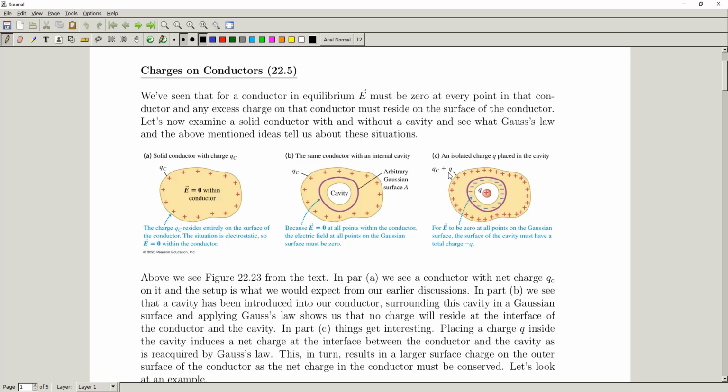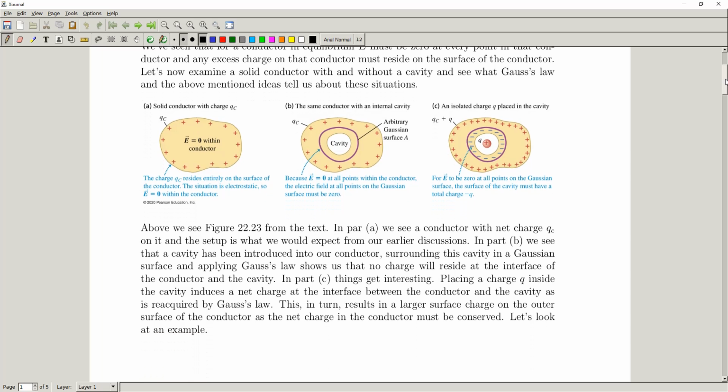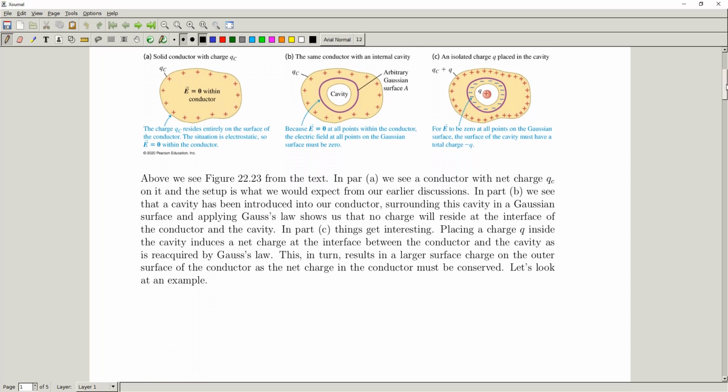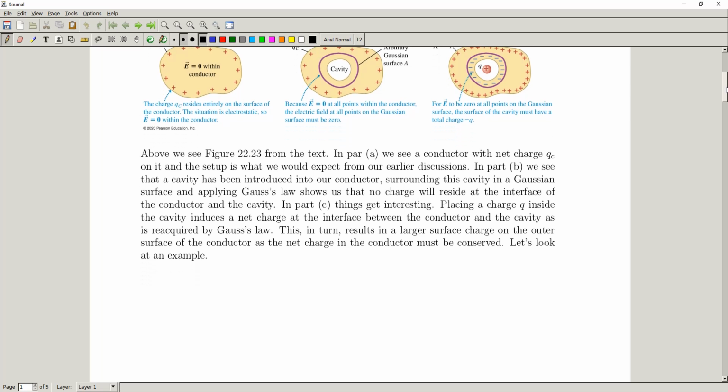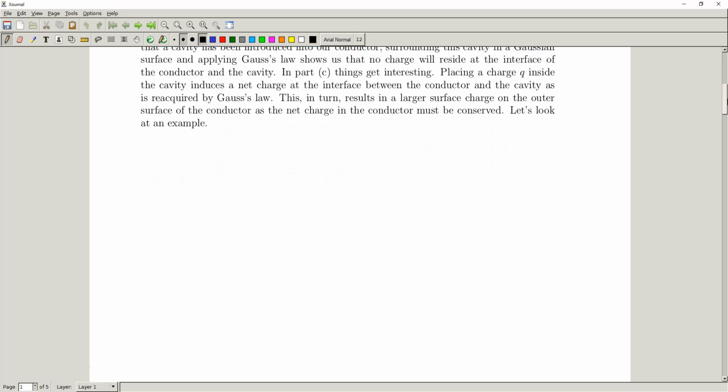So we end up with Q_C plus Q on the outer surface, and that's how the charges will arrange themselves here. Okay, and so those are three interesting results that we can get from looking at Gauss's law inside a conductor with a cavity.